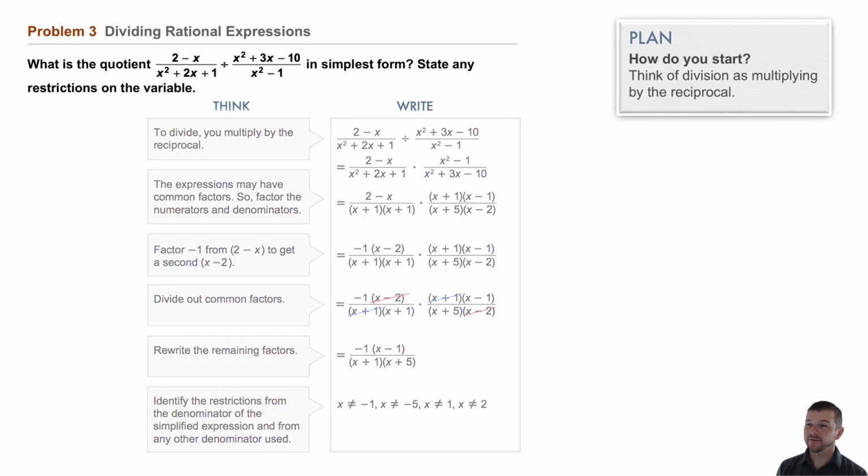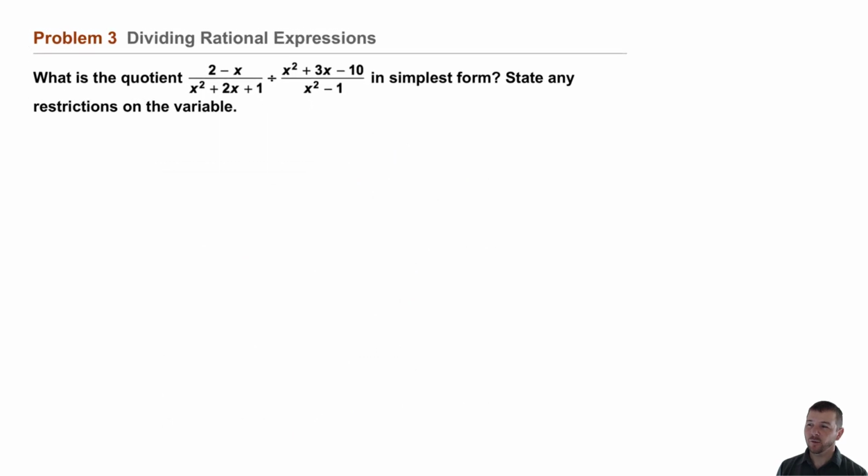Problem 3. Dividing rational expressions. What is the quotient? 2 minus x over x squared plus 2x plus 1 divided by x squared plus 3x minus 10 over x squared minus 1 in simplest form. State any restrictions on the variable. Consider what you may think on the left and what you might write on the right as you work through this problem.